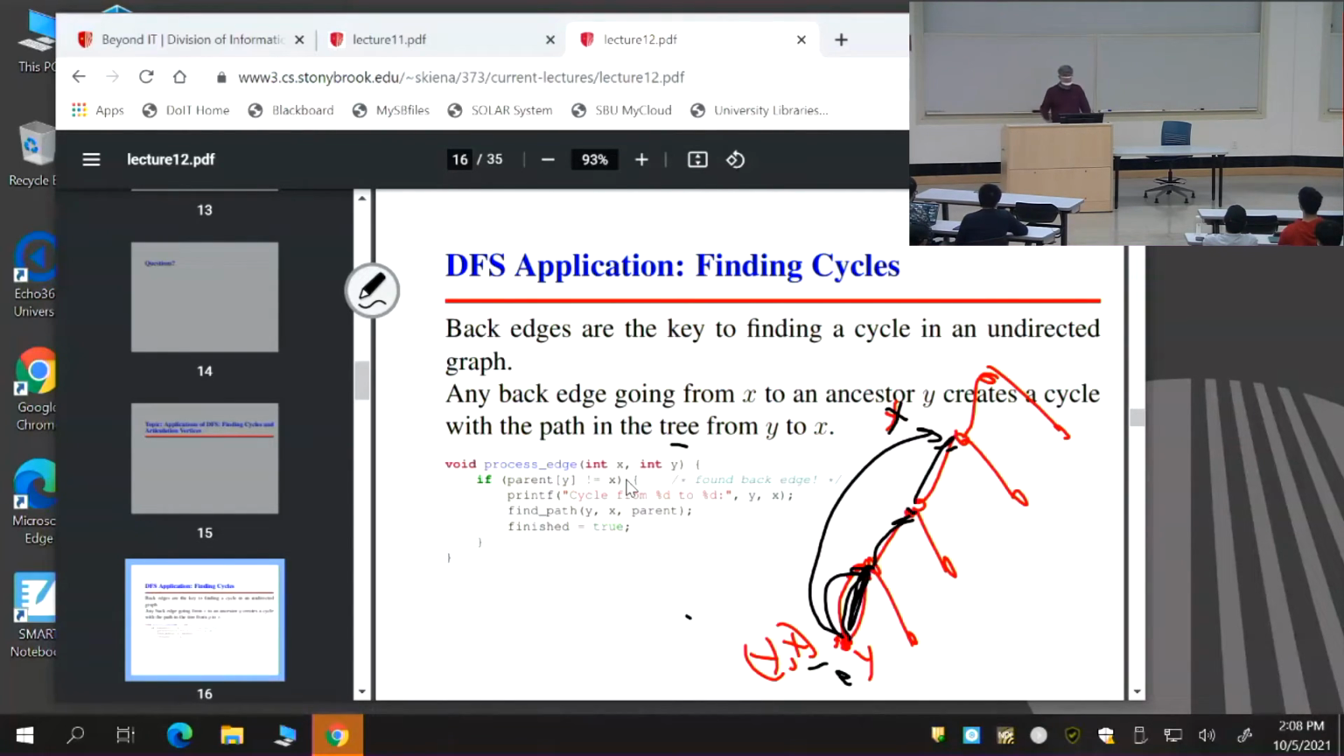What is the running time of this algorithm? Suppose I give you a graph with n vertices and m edges. What is the running time of using depth-first search to find the first cycle? You say n plus m. Why do you say n plus m?